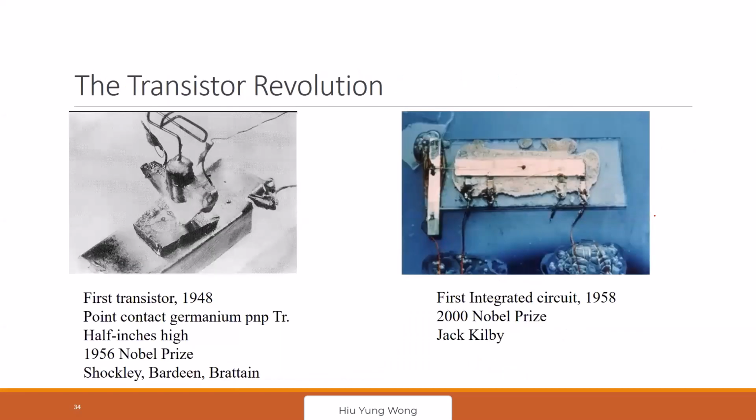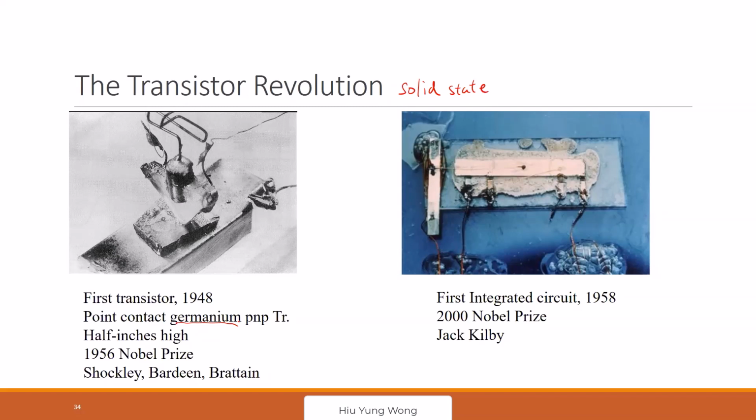But with the transistor, it's different. It's a solid state device. It was first invented in 1948, and at that time they used germanium, right? It turned out it is not good, but this is still revolutionary. They got the Nobel Prize. But it's still not good enough, right?